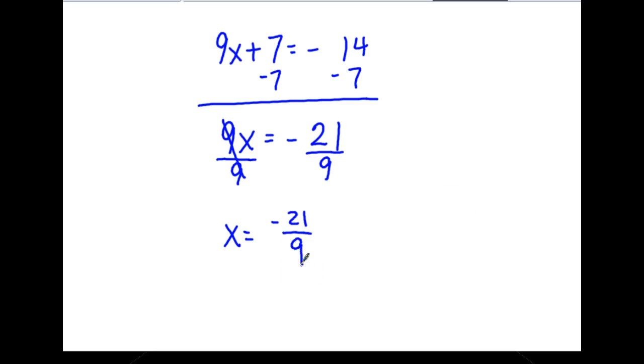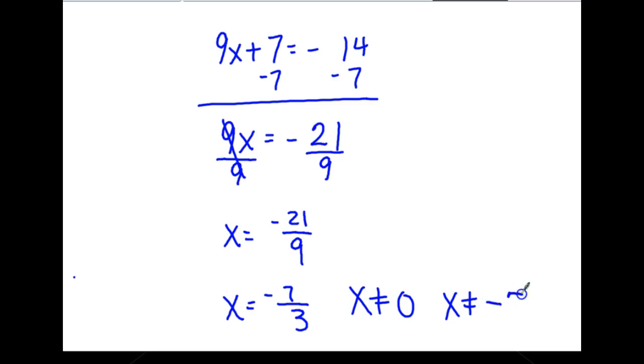Can we have a fraction answer? Yeah, we can. That particular fraction will reduce by 3. And so that is your final answer. It is possible. So what does x not equal to? X does not equal to 0, and x does not equal to negative 7, and there is no extraneous solution. So many people in my first period class made problem number 1 much more difficult than it needed to be because they didn't cancel that x.